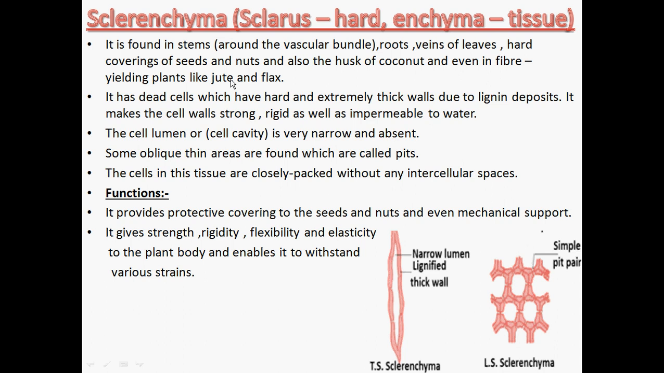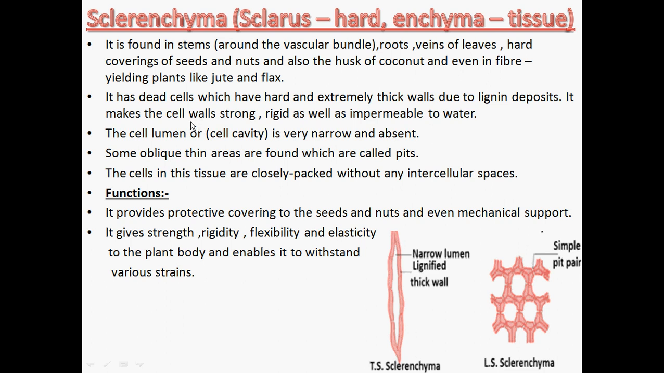You know, jute and flax are mostly used in carpets or in making certain textile clothes. So they are used in that. In these particular regions, the sclerenchyma tissue is mostly present. It has dead cells which have hard and extremely thick walls due to lignin deposits. As I told you earlier, lignin is a cementing substance which gives thickening and a good strong strength and rigid support to the particular plant.